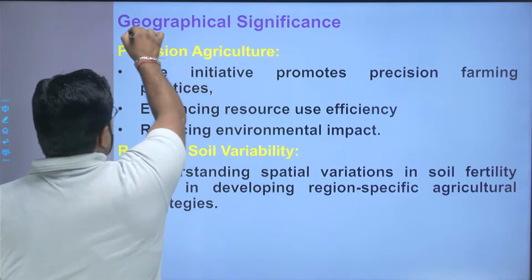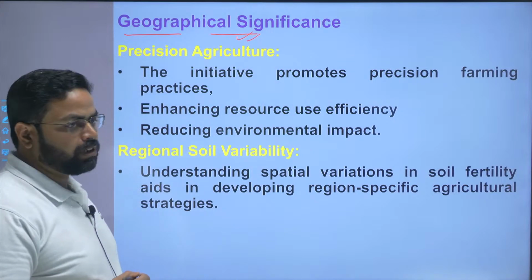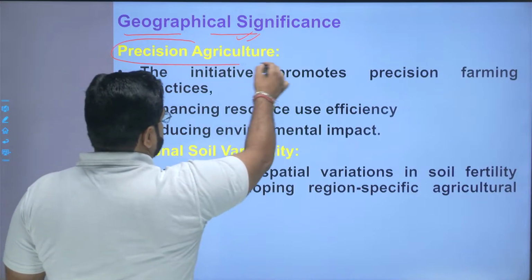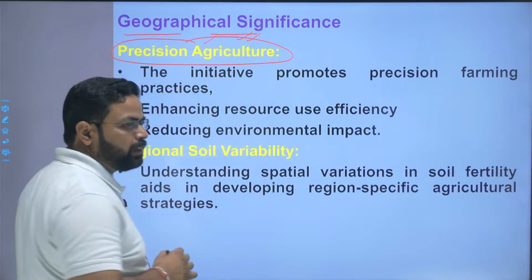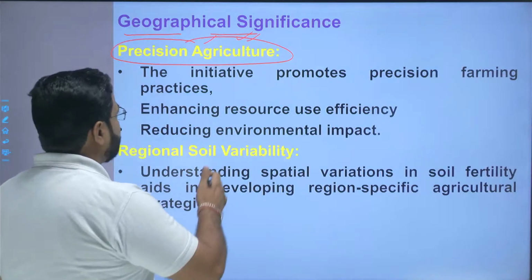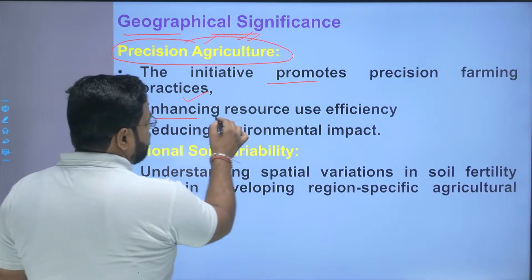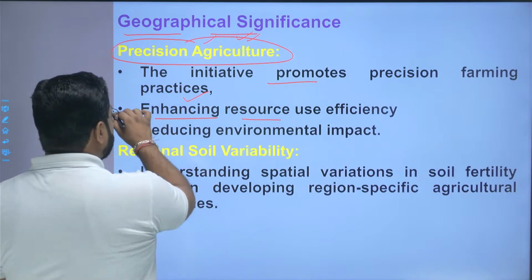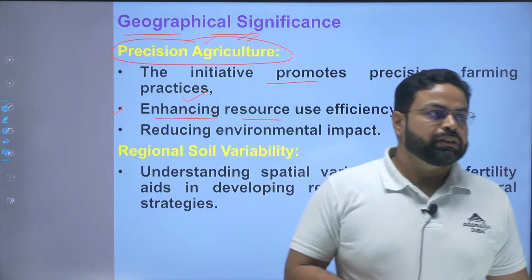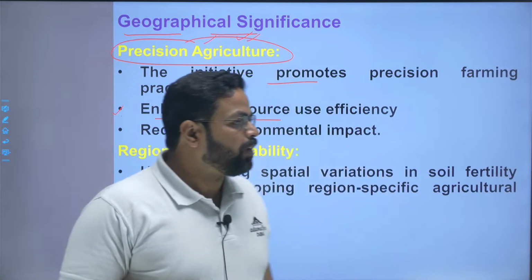So what is the geographical significance of the whole program? First is precision agriculture. Accuracy and precision will increase with respect to farming practices, right? Here the initiative promotes precision farming practices, enhancing resource use efficiency. So the optimum utilization of resources and inputs will be done by the farmers.